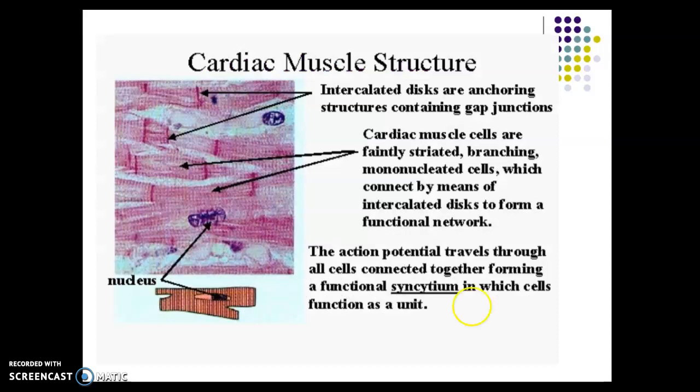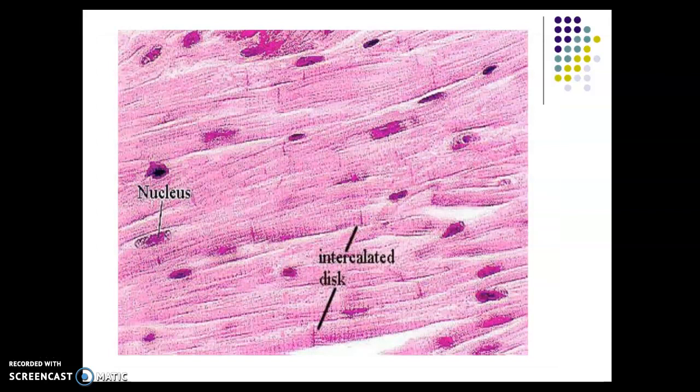All right. So here are our cardiac muscle cells. Again, they're short. Okay, they're not long like skeletal muscle cells or smooth muscle cells. And then these are the intercalated discs, which are those special gap junctions in between the cells. And that's just another picture showing these intercalated discs.